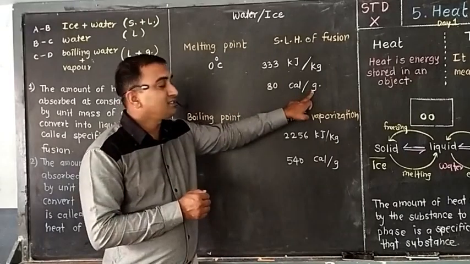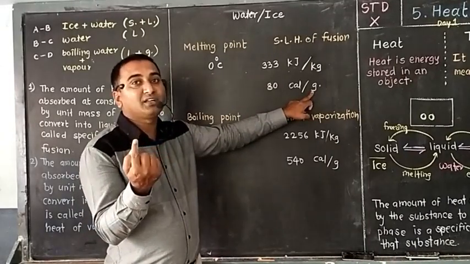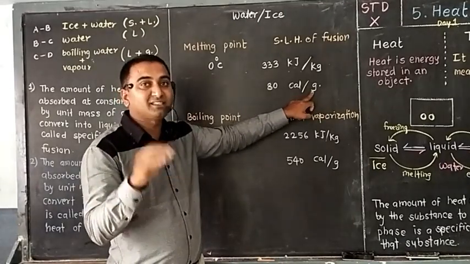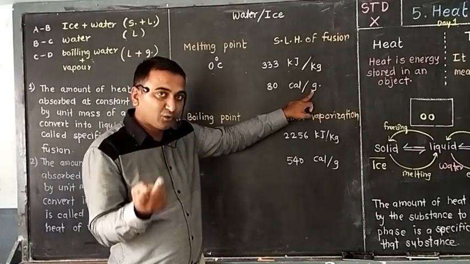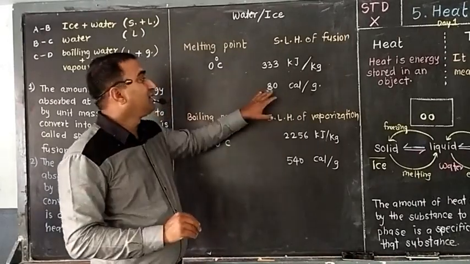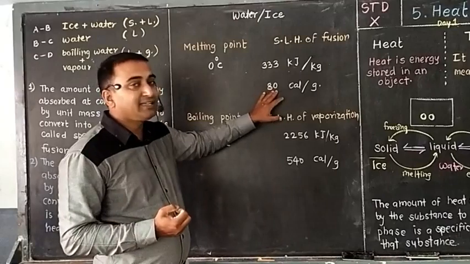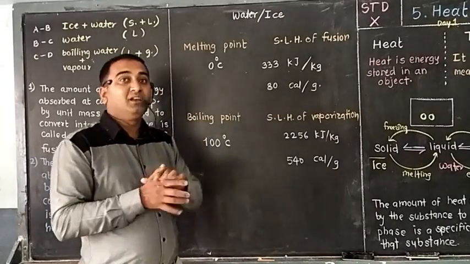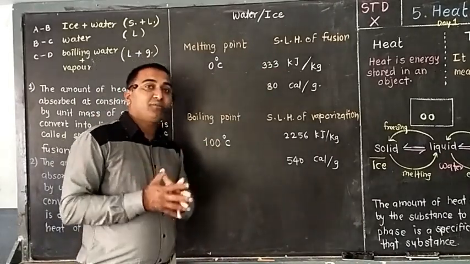See, if you consider 1 gram of ice at 0 degrees Celsius and you want to convert it into 1 gram of water at 0 degrees Celsius, that means a change in phase, totally. Without changing the temperature, it will absorb 80 calories of heat to change the phase. Like this one, it is for fusion. So next, it is for vaporization.